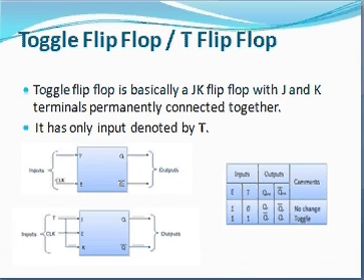Next one is the toggle flip-flop, or T flip-flop. It is basically a JK flip-flop where the J and K terminals are permanently connected together. It has only one input, denoted by T, and the truth table tells us that whenever the input is 1, the output toggles, and when the input is 0, there is no change in the output. This is known as the toggle flip-flop.